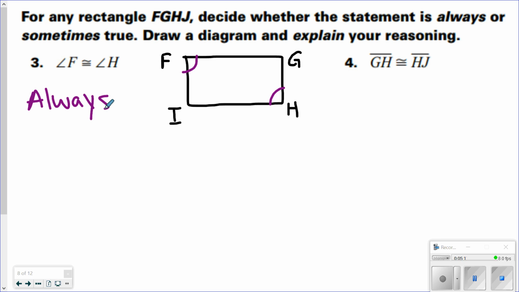Next, GH. So GH is here, and HJ, which is right here. I guess this should be a J. When would those be true? Always or sometimes? This answer is sometimes. And once again, the only way that this would be true is if this rectangle was a square. So this is sometimes true, and it would be true if it's a square.